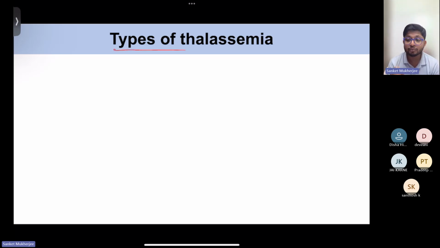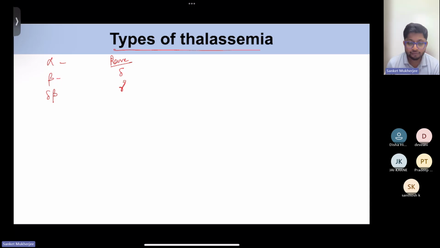Based on which chain of the hemoglobin, or the globin gene cluster, is absent, there are three types of thalassemia: alpha and beta, which we already discussed. Then there is delta beta, where both of these are absent. And there are some rare ones which are not that clinically present, the delta and the gamma thalassemia. So whichever chain is not expressed properly, that is the different type of thalassemia which we encounter.